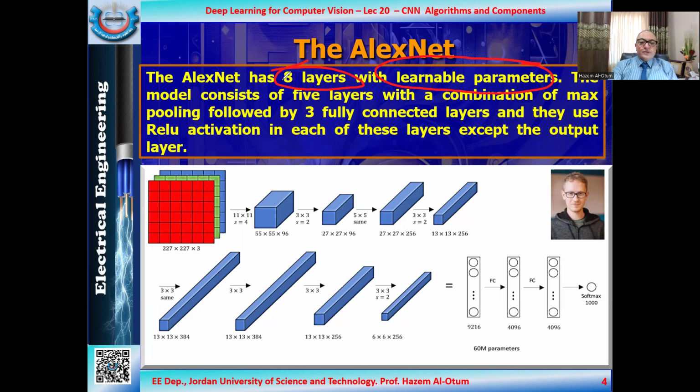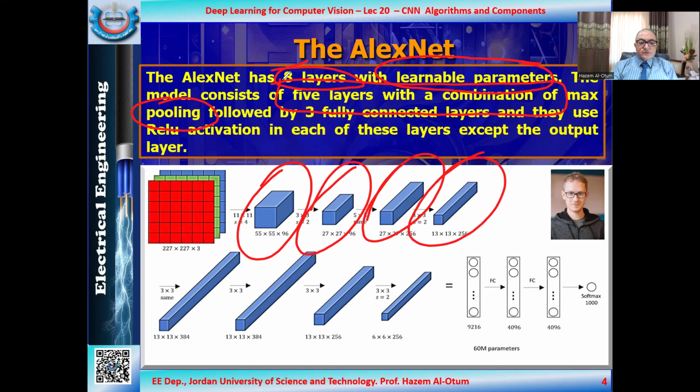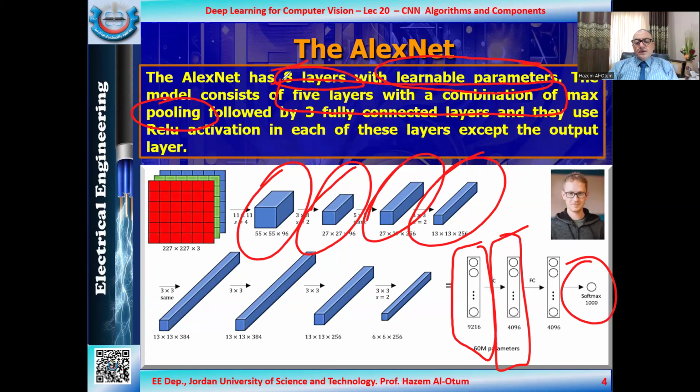The model consists of 5 convolution layers combined with max pooling layers. Here, as you see, we have these convolution layers, and they are followed by max pooling layers. Here, we apply convolution and max pooling with ReLU activation function. After these layers, we have fully connected layers, 1, 2, and finally a softmax layer with 1,000 different classes for classification purposes and for pattern recognition or image recognition applications.